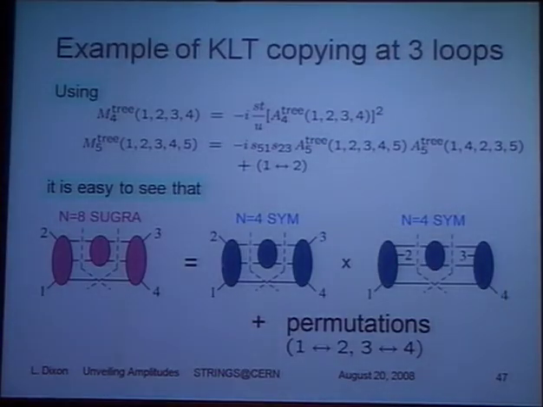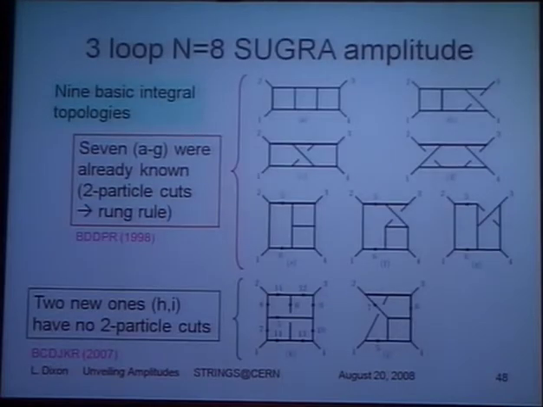I'll just give one graphical example. Suppose you wanted to evaluate this generalized cut in N equals 8 supergravity. You can actually show, using the KLT relations and inserting them into these 4 and 5 point supergravity trees, that things factor into a product of two cuts that you needed for N equals 4 super Yang-Mills. So if you know this amplitude, including twisted or non-planar versions, you know how to get this piece of information from this one. And by combining various combinations of these, you can extract the N equals 8 amplitude. You find it depends on just 9 integral topologies. 7 of them were known quite a while ago, and 2 new ones were inferred using techniques like this.